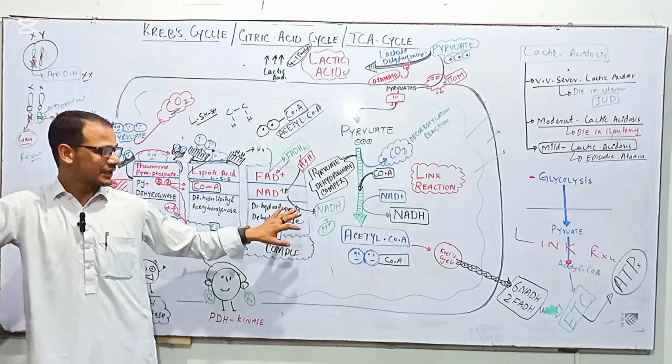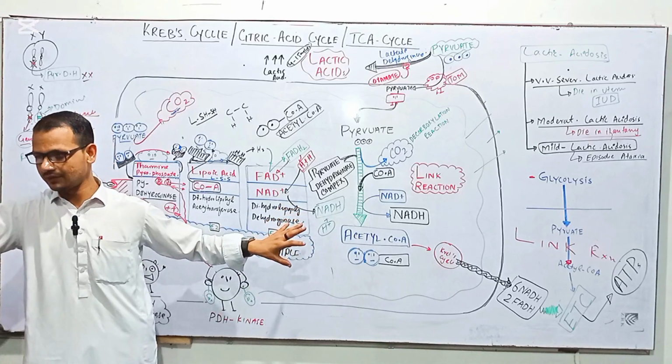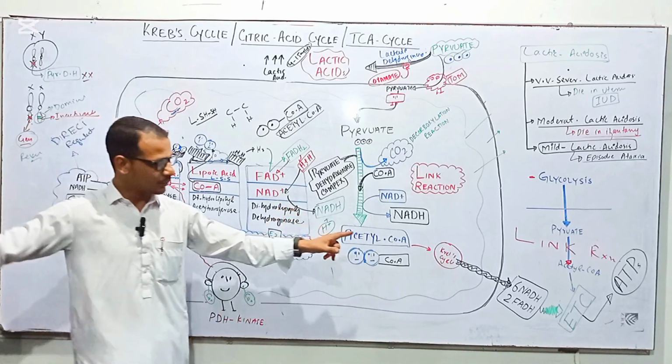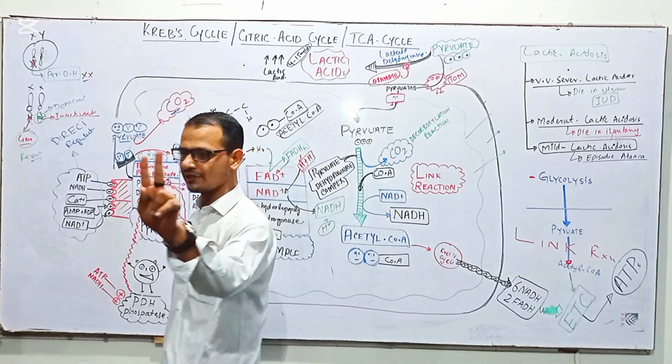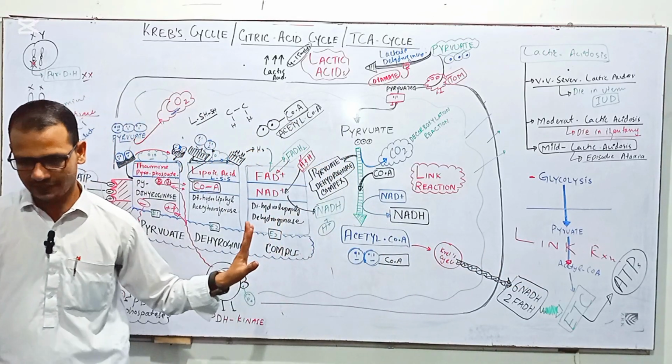Okay, in the next lecture we will discuss Krebs cycle in detail, and we'll see how these 3 NADH, 2 FADH and 2 ATPs are formed in the Krebs cycle, right?